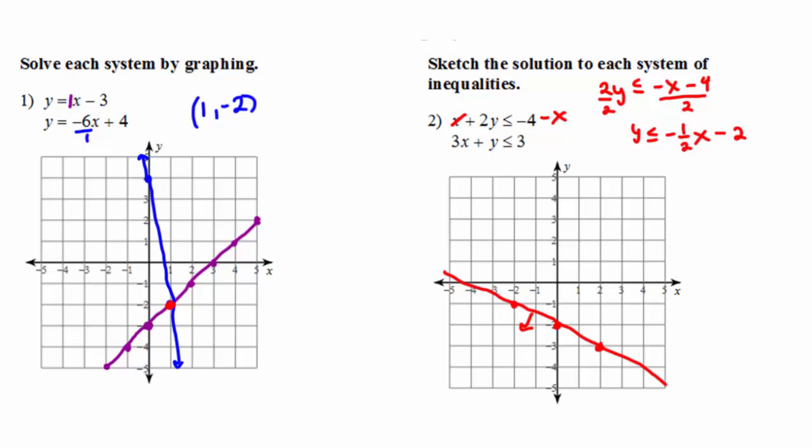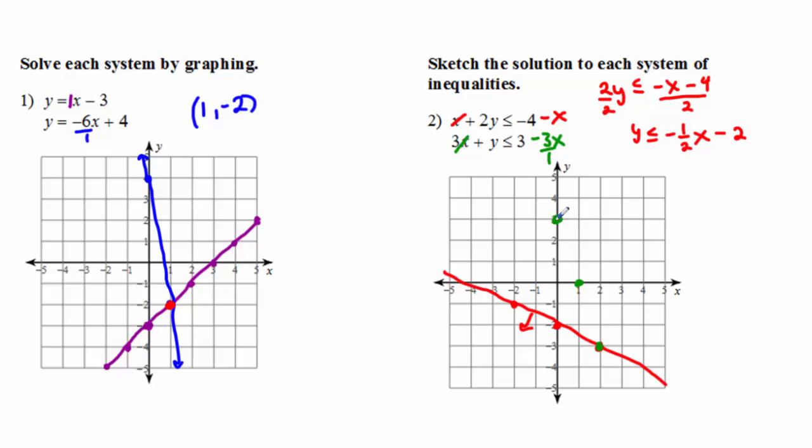Now the second one on here is easier to solve because all we have to do is subtract the 3x over to the right side. And so that means our y-intercept is 3, because that's the number that's by itself and doesn't have an x. And then our slope is -3/1, so that's down 3, right 1.